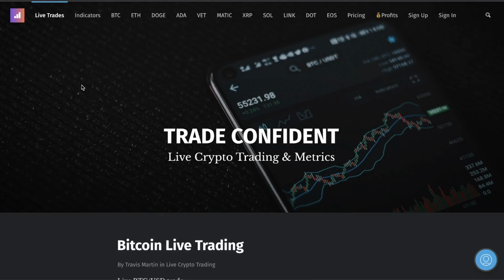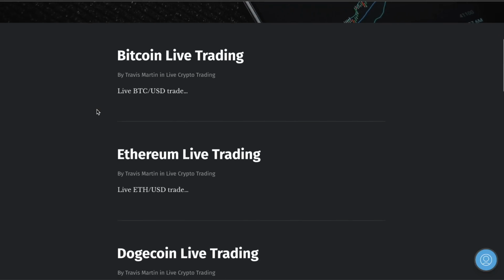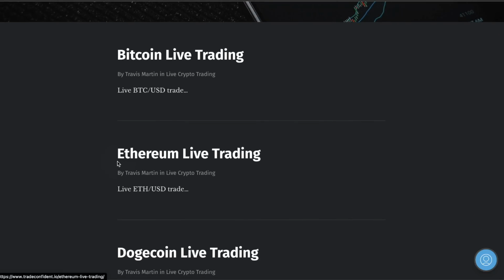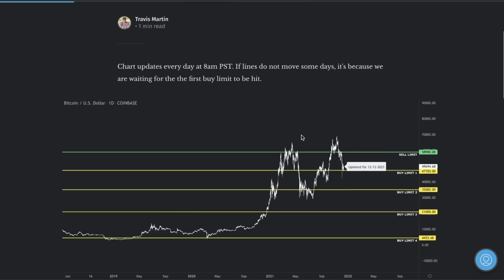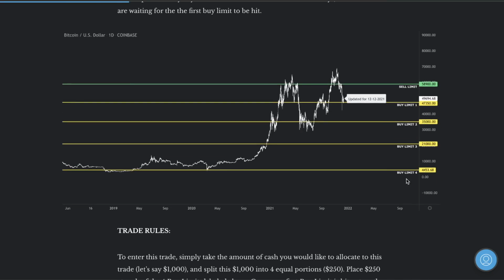This is the most important place to be staying and hanging out. It is at the live trade section. I'm going to use Bitcoin, but we're talking about Ethereum today, so just click into Ethereum for this, okay? Price action is going to be in white on all of our coins, and you're going to see 4 yellow lines. These are buy limits, and one green line, which is going to be a sell limit, okay?